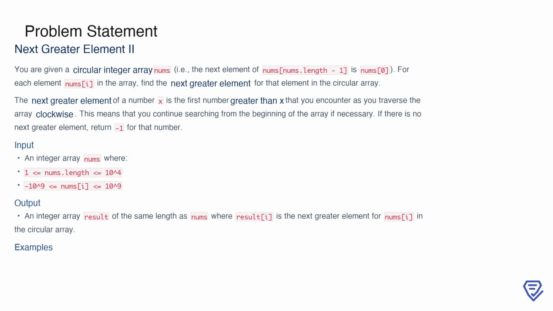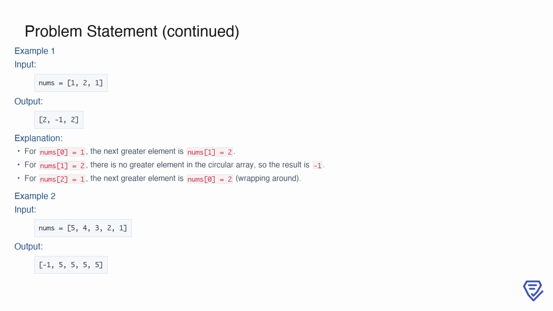The input is an integer array nums with a length between 1 and 10^4, and each element falls within the range of -10^9 to 10^9. The output should be an array of the same length, where each element represents the next greater number for the corresponding input element. If no greater number exists, the result for that index will be -1. To understand this better, let's consider a few examples.